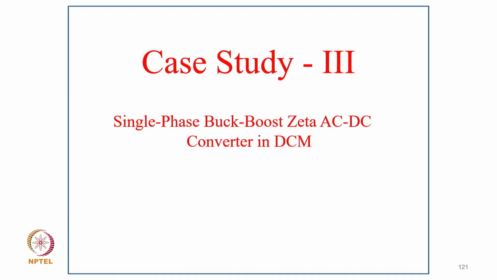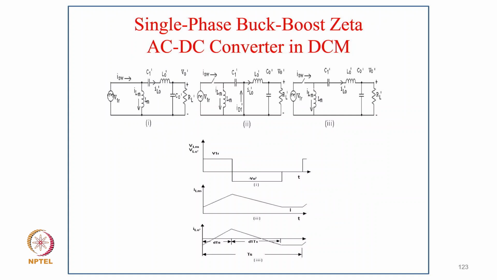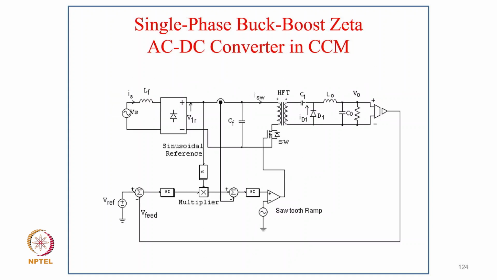Coming to case study three, the single phase zeta converter in case of DCM. This is the case of the zeta converter where again we regulate the output voltage. Since we are designing in DCM, input power factor correction is inherently achieved in this case also. And of course there are three modes: when the switch is conducting, when the diode is conducting, and when none of the two are conducting, that's the third mode. And this is the case of CCM.